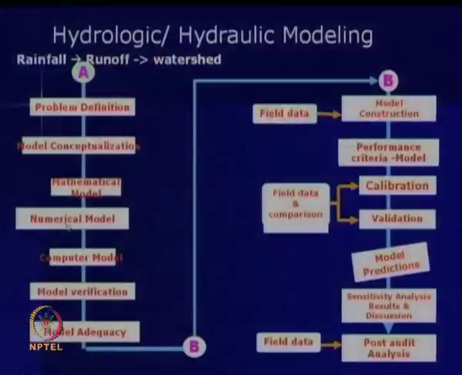Once the numerical technique is chosen, the development of the code and putting it into a computer model is the so-called computer modeling. So, the next step is the computer model. Most of the time, before applying these computer models to the particular problem of the watershed, we have to verify and see whether the model is working fine.